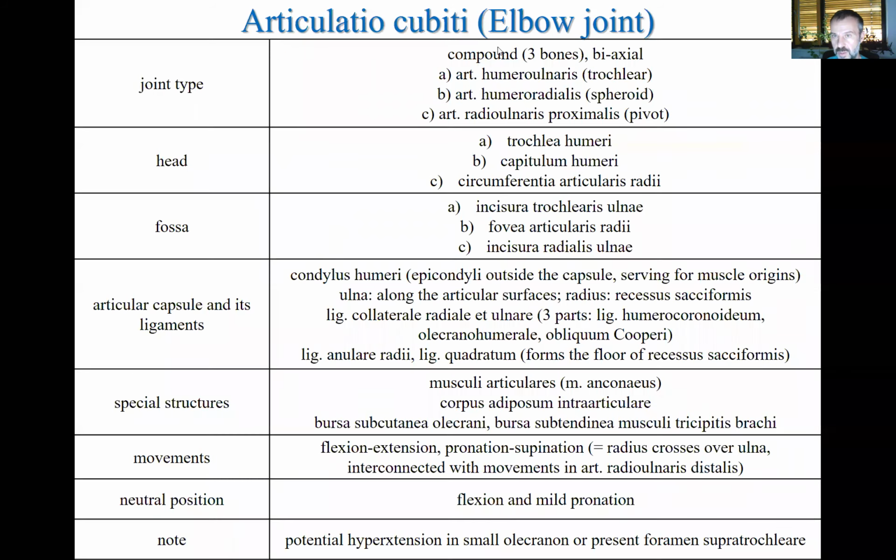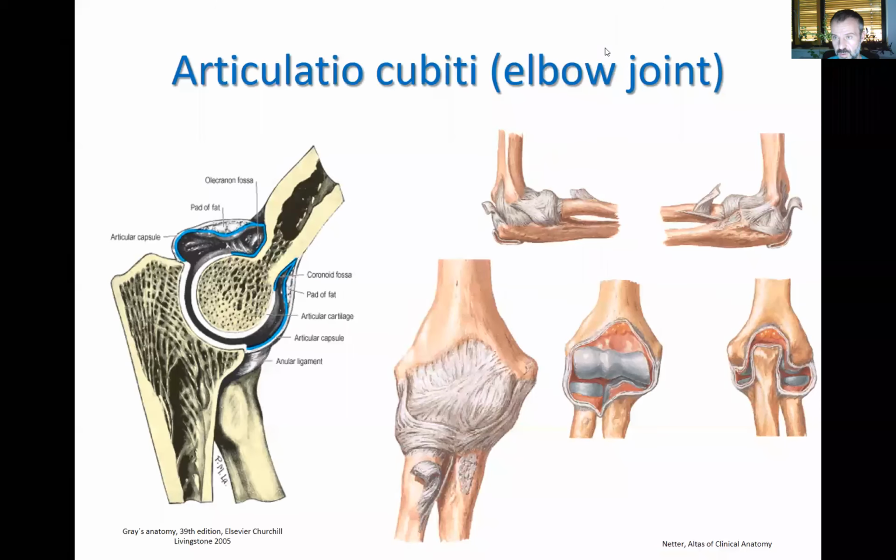So the head in this joint is the circumferentia articularis, articular circumference, and the fossa is the radial notch of the ulna. If you look at the figure, you can see the circumference is this one, and it's turning around in this quite shallow notch, the radial notch of the ulna. And this is monoaxial.